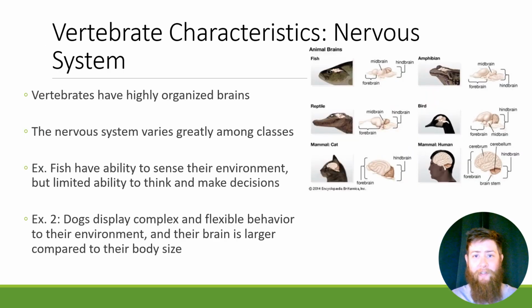The next thing we're going to talk about is the nervous system of vertebrates. Vertebrates tend to have highly organized brains, even fish compared to invertebrates. Their nervous system varies greatly. You can see there's a lot of differences between my fish brain here and the human brain down here. While fish have the ability to sense their environment, they're very limited in their ability to think and make decisions. They're kind of programmed: a stimulus happens, they respond to it. But more complex organisms like dogs have flexible behavior and social patterns. They can take in more information from their environment and then make decisions based on it, going by smell or sight or sound.